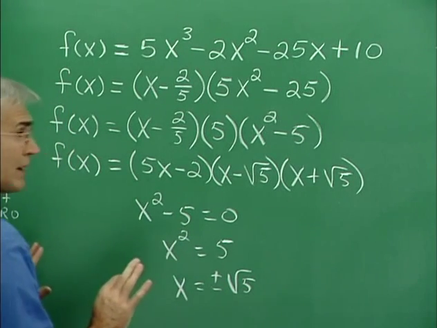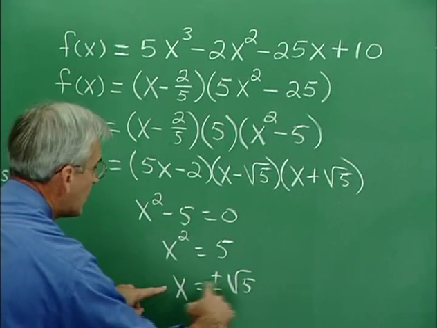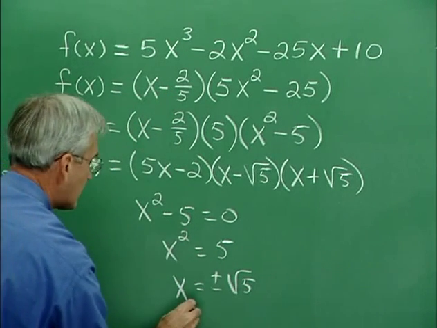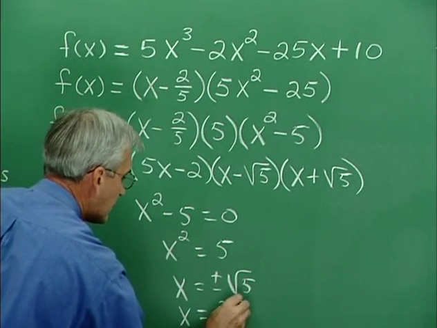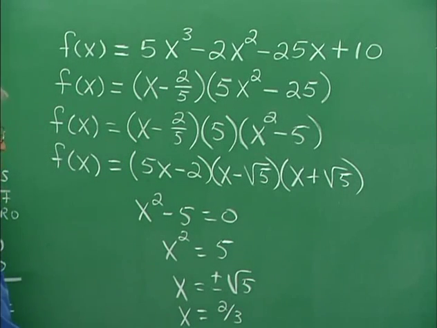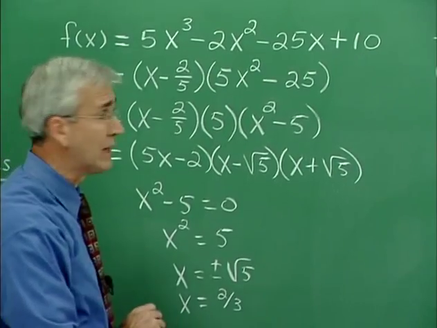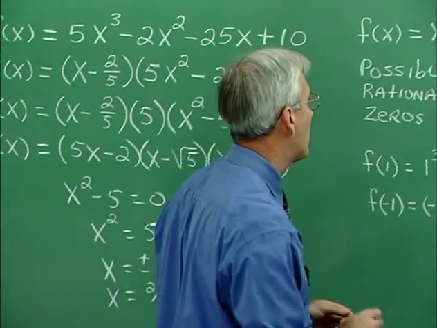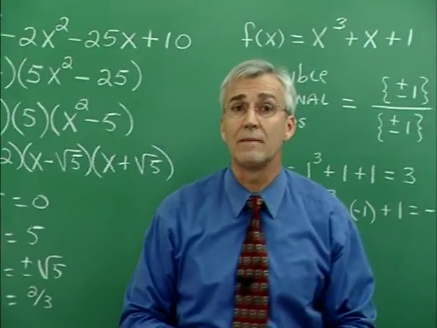Well, let's make sure we understand what they are. Here are 2 of them, and the other one was found earlier as 2/5. So x equals 2/5 is that third zero. All right, so we have zeros and the same number of linear factors as we expected. Here's another situation where the rational zero test might come in handy.